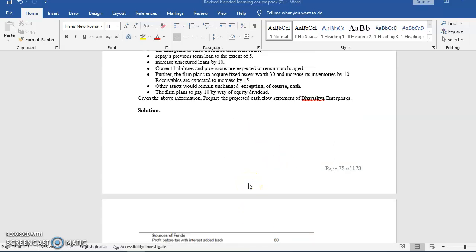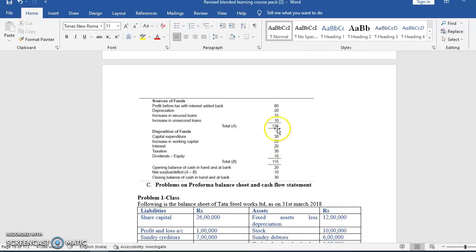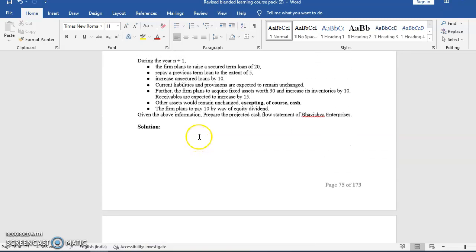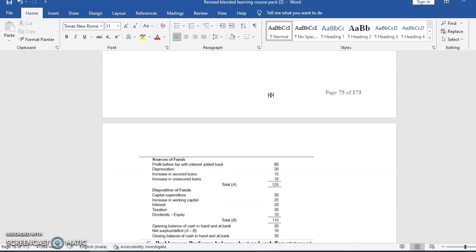There is also increase in the unsecured loan, which is given to you, and as it is, we have taken this in 10. Disposition of fund. There is an additional fixed asset that you have planned to buy worth rupees 30. It is an investing activity. So I have taken 30.